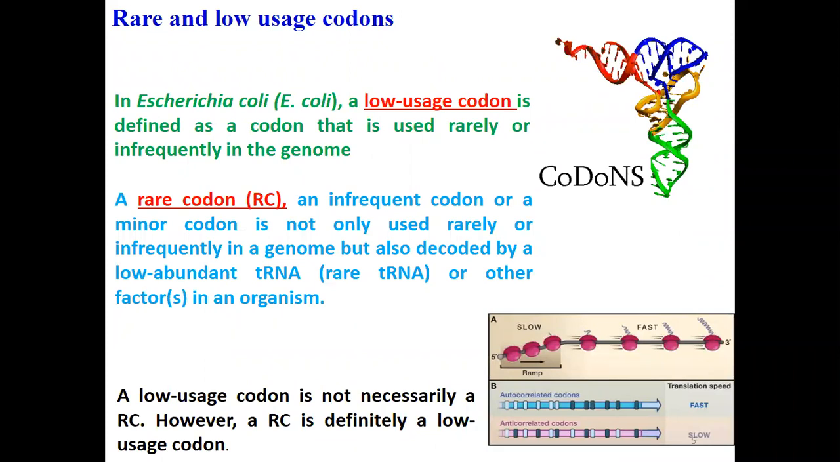There are other terms we encounter when we are studying codons: rare and low usage codons. We will define what is rare and what is a low usage codon. In E. coli, a low usage codon is defined as a codon that is used rarely or infrequently in the genome, with usage frequency lower than the smallest value among the usage frequency of the non-degenerate codons like methionine, AUG, and tryptophan, UGG, and the optimal codons for amino acids like leucine, valine, serine, proline, threonine, alanine, and a few others that have two or more degenerate codons, with each having specific corresponding cognate transfer RNA for the optimal codons.